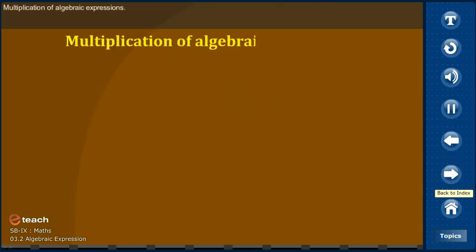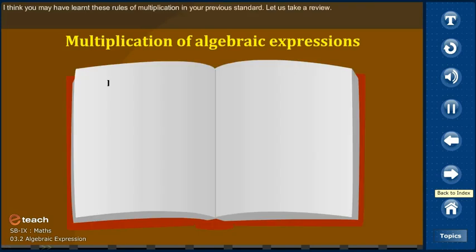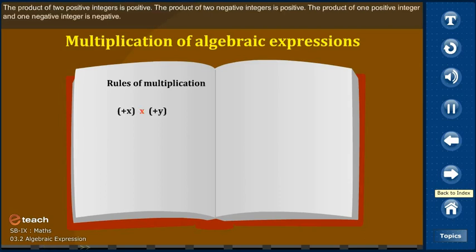Now multiplication of algebraic expressions. I think you may have learned these rules of multiplication in your previous standard. Let us take a review. The product of two positive integers is positive. The product of two negative integers is positive. The product of one positive integer and one negative integer is negative.